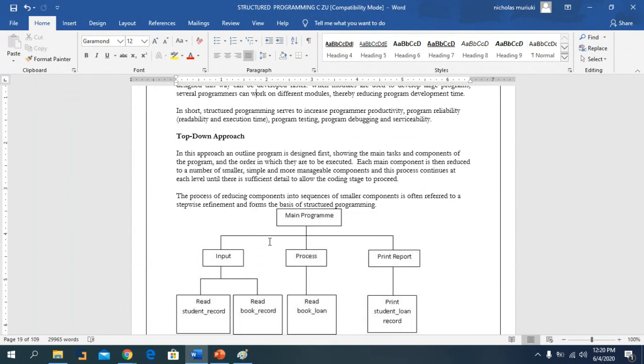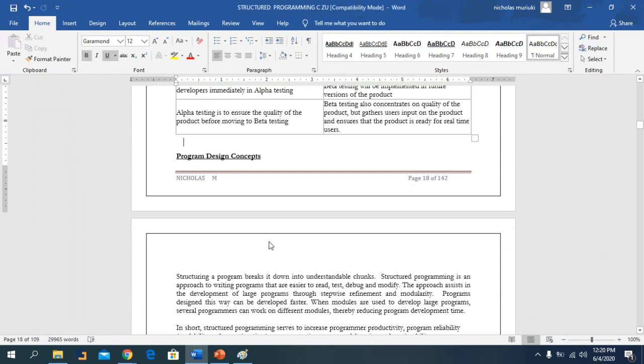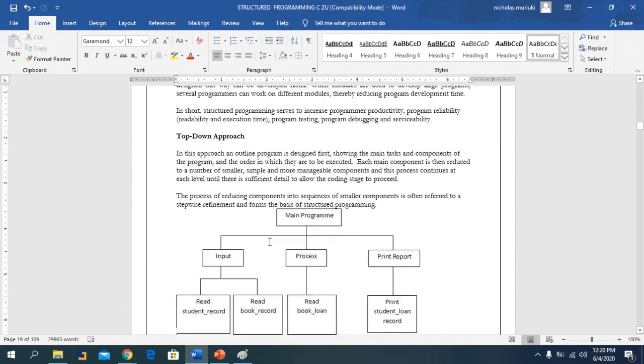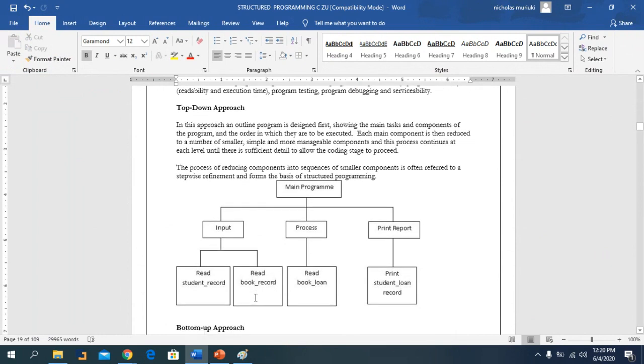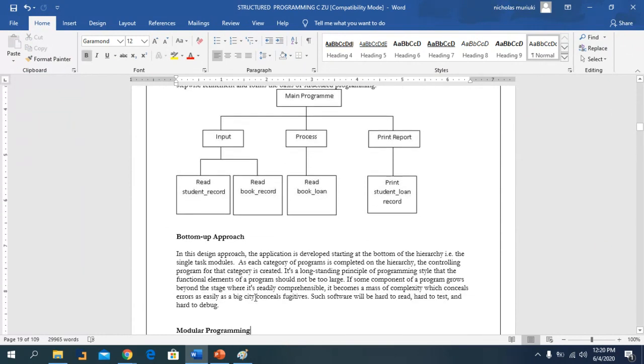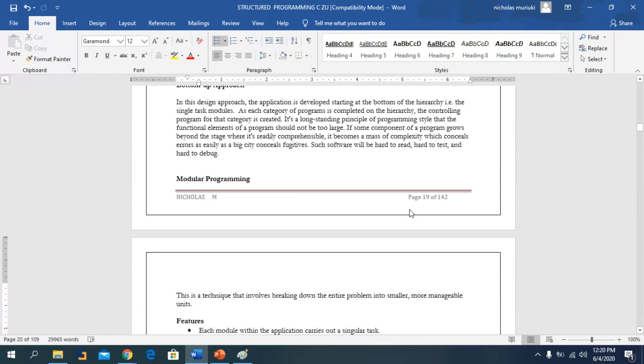Remember we said structured programming is always composed of a top-down approach, moving from the main program down. So first of all, you understand the program, and then after understanding it, you go to some programs. But bottom-up is when you are moving from the bottom up. So you first of all come up with some structure.